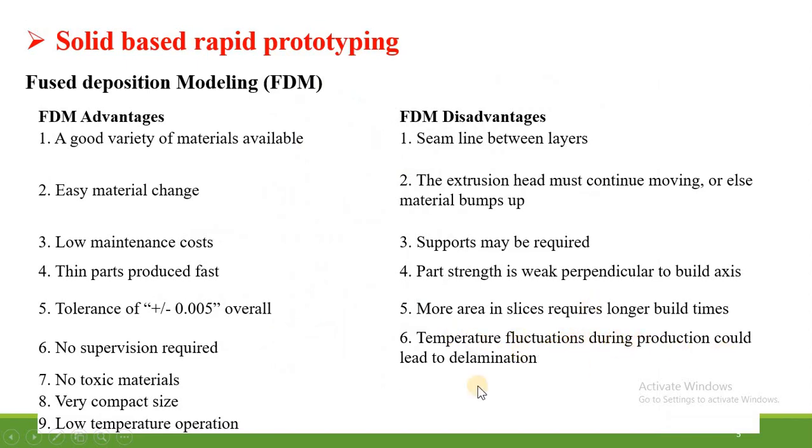Temperature fluctuation during production could lead to delamination. If suppose we cannot maintain the constant melting temperature, or if there are some temperature fluctuations, the production may get delamination, means the layers will separate out and the object will not be homogeneous.